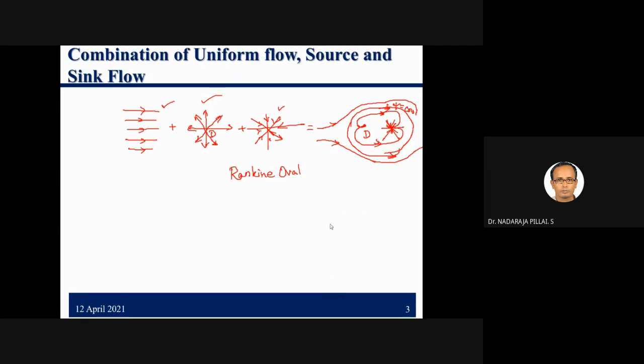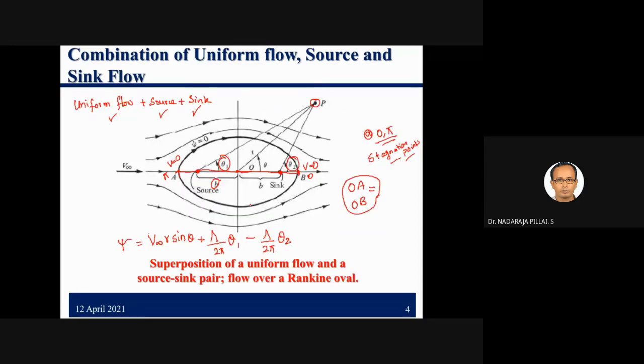We have a uniform flow here, and here this is a source flow, and here you have a sink flow. And then we had this discussion, the superposition of a uniform flow and a source and sink pair, and we called this a Rankine oval.